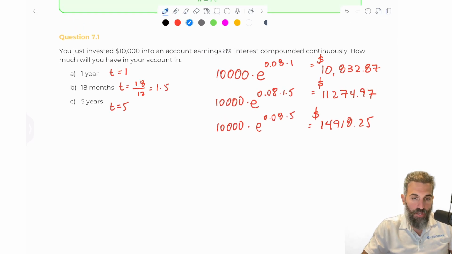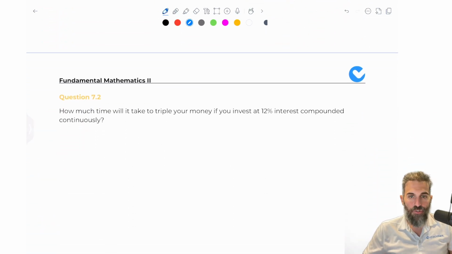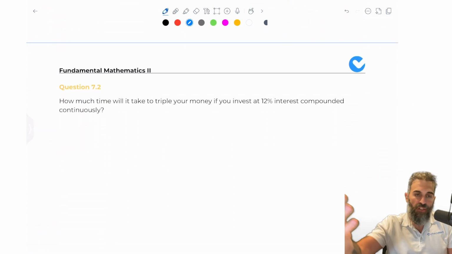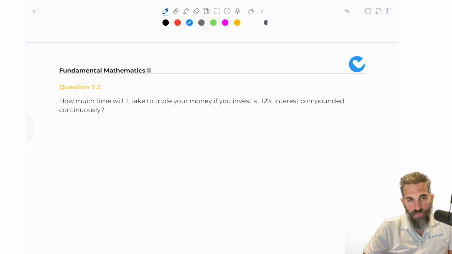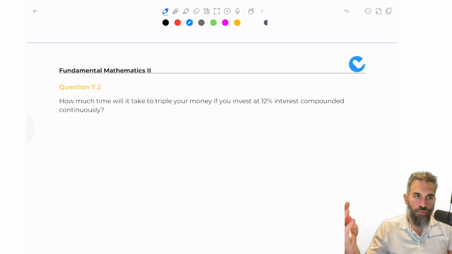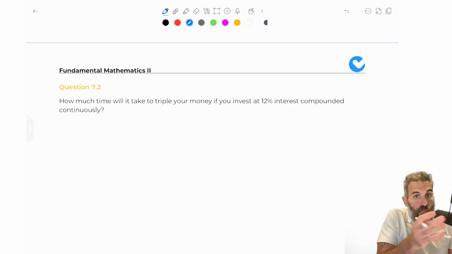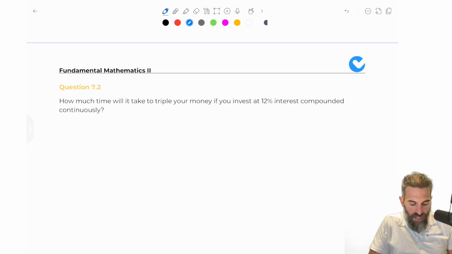Let's do a couple of other exercises where the thing that you're solving for isn't the future value, but you're still using the same formula. So take a look at this question. How much time will it take to triple your money if you invest at 12% interest compounded continuously? They love questions like this, guys. So if they say to triple your money, to double your money, to quadruple your money, they're giving you the P and the A, right? They're saying that A, which is the future value, is 3 times the principal, right? That's what it means to triple your money. You have your rate, and they're asking you for T.